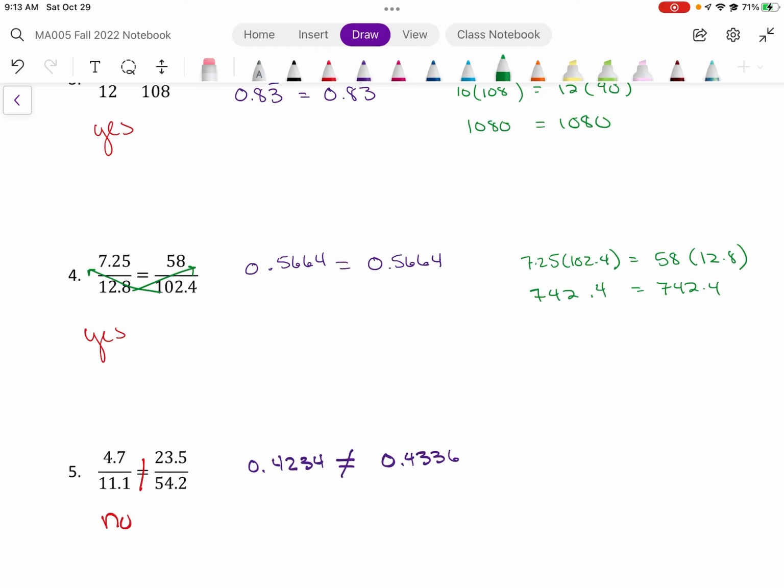All right, so let's try multiplying this one out. I'm going to do cross multiplication, and I get 54.2 times 4.7 equals 23.5 times 11.1. Doesn't matter what order you multiply those in. And you get 254.74 equals 260.85. So again, obviously not equal to each other. So it's not a true proportion.